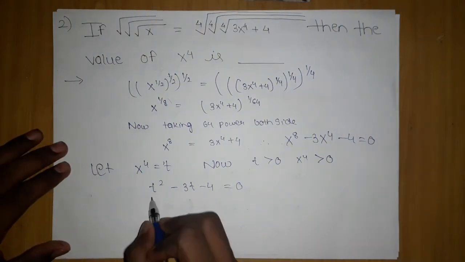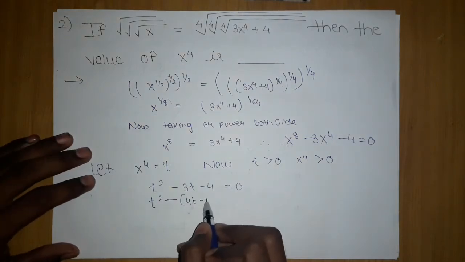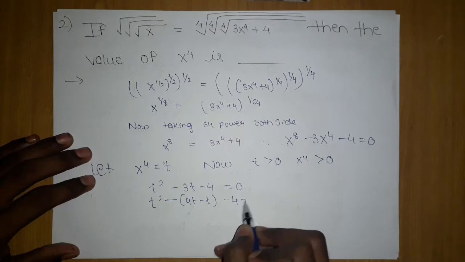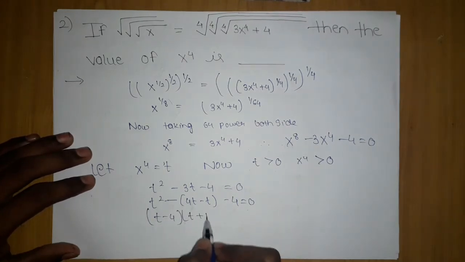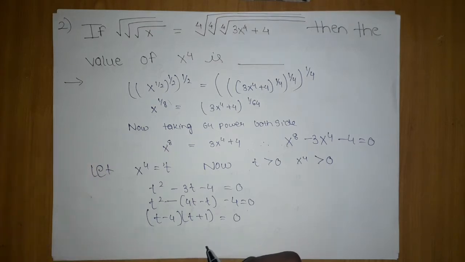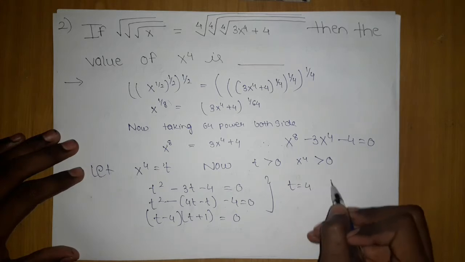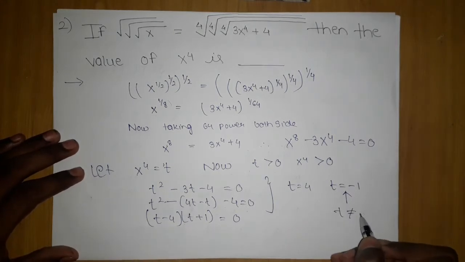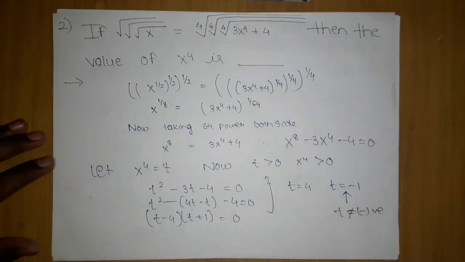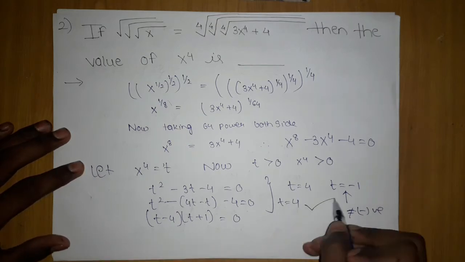Okay, so t minus 4t plus t, okay, minus 4 should be equal to 0. So t minus 4 and t plus 1 should be equal to 0. This is what we got after solving the quadratic. So t equals 4 or t equals minus 1. This is not possible because t cannot be negative. Okay, so t equals 4 is right.